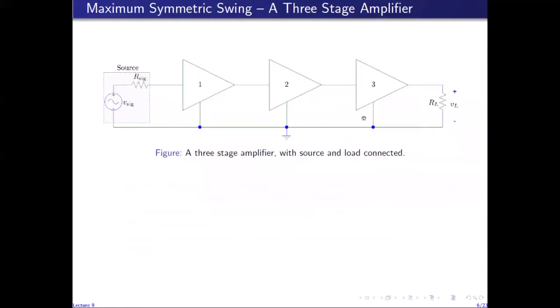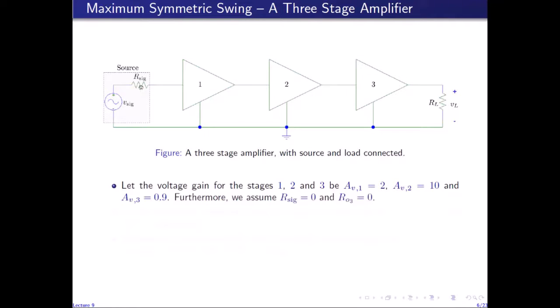So I would like to illustrate these concepts through an example of a three-stage amplifier, which is excited with the source signal and is also connected to the load. I assume that the voltage gains of the first, second, and third stage are 2, 10, and 0.9 units respectively. I also assume that Rsig, as well as the output resistance of the third stage, are 0. In other words, I am ignoring the effect of loading on the input and output side of the multi-stage amplifier.